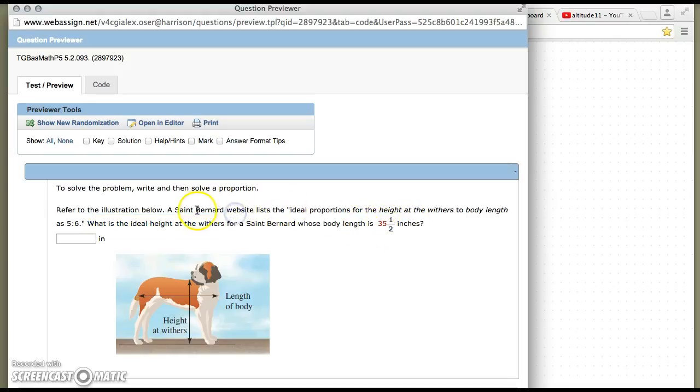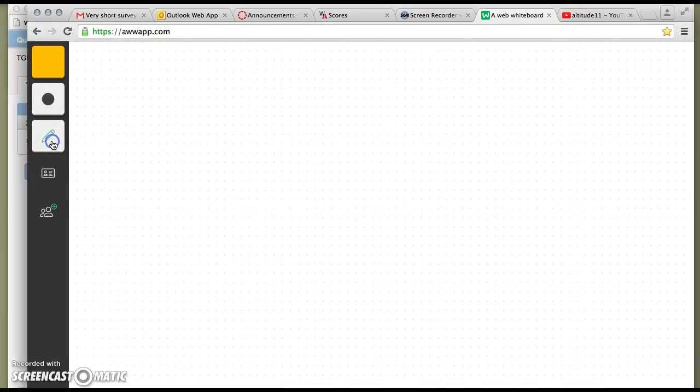All right. Well, up here, guys, notice that it says exactly what type of proportion we are looking for. It says ideal proportions for height at the withers to body length. All right, so I think I'm going to write this one out here. So we have height at the withers to body length. All right, so this is the proportion, this is the ratio that we are going to be looking at. Height at the withers to body length.